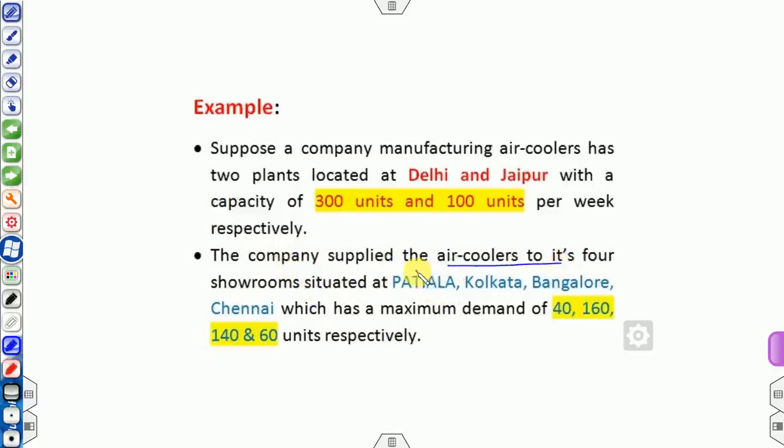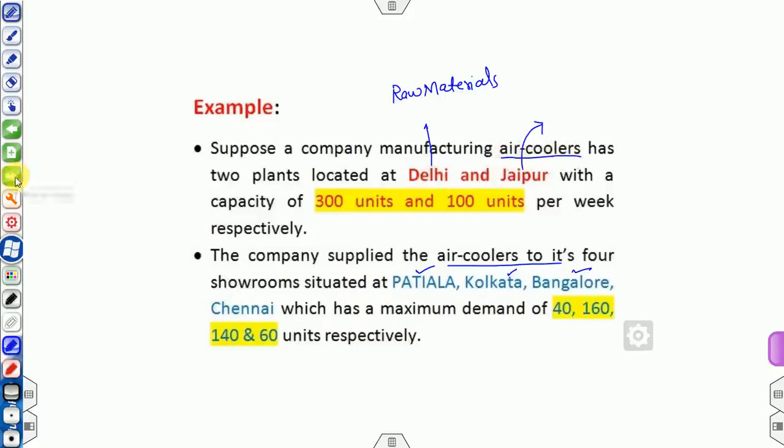For example, one showroom is in Patiala, the second is Kolkata, then Bangalore and Chennai, and the maximum demand for Patiala is 40 units, Kolkata is 160, and 140 and 60 for Bangalore and Chennai respectively. Since Delhi has different raw materials, different manpower and different working conditions, similarly Jaipur also has different manpower and different raw materials, so definitely there is a slight technical change in their air cooler models.